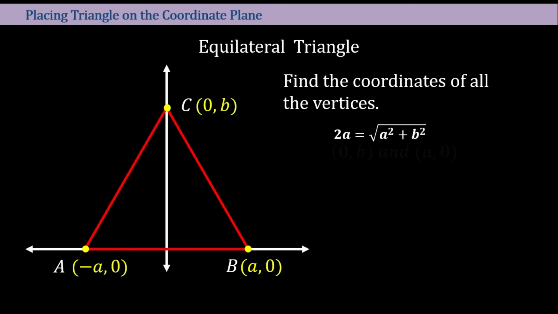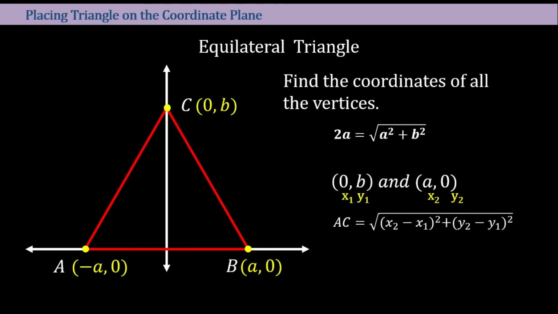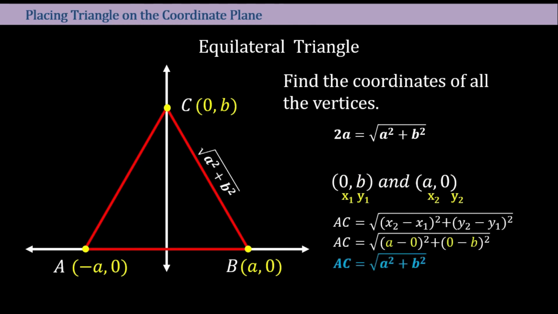Now let's see the distance of AC and AB. So that will be the same. AC and AB will have the same distance. So this is how we place an equilateral triangle on a Cartesian plane.